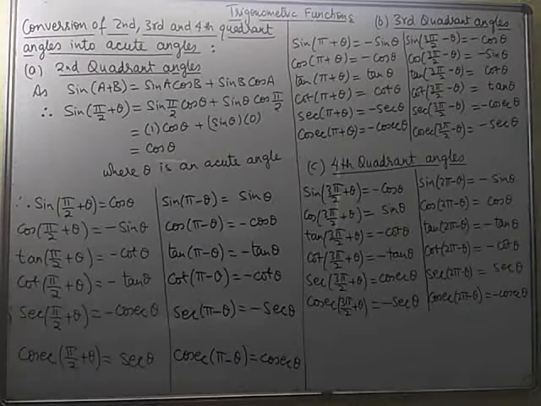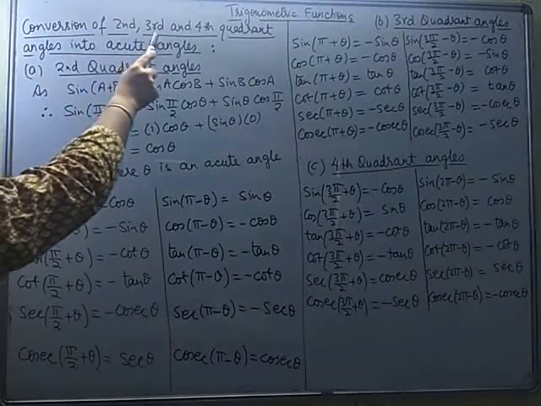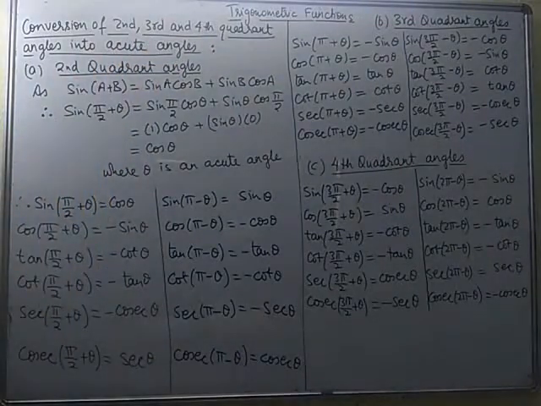In the previous few sessions on this chapter, trigonometric functions, we learned some new results. One of them was what will be the trigonometric function for the sum of two angles, and what will be the trigonometric function for the difference of two angles. So using that concept, we are going to see how the second, third and fourth quadrant angles can be converted into acute angles. Okay. So today we do the conversion of second, third and fourth quadrant angles into acute angles.